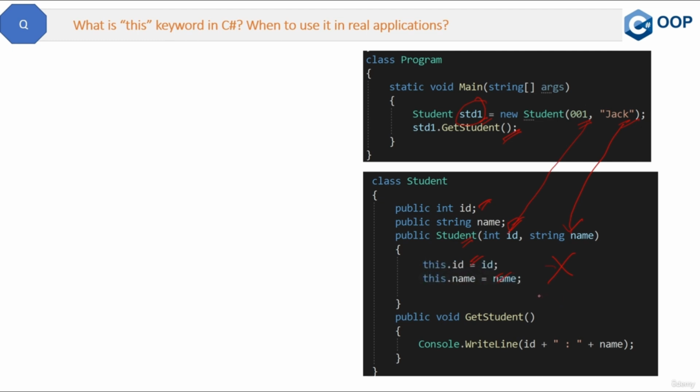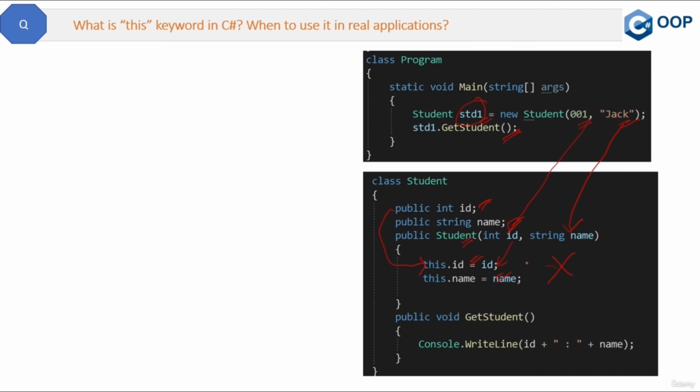In order to solve this problem and maintain the difference, you will use the this keyword with the class fields. Remember, you have to use this with the class fields, not with the parameters. So now the left hand side is this.id, which is the id of the Student class, and the right hand side id is the value received from the parameter.